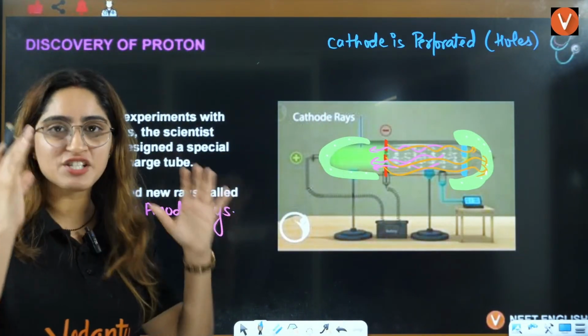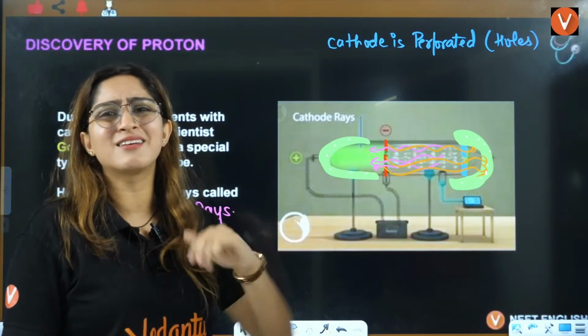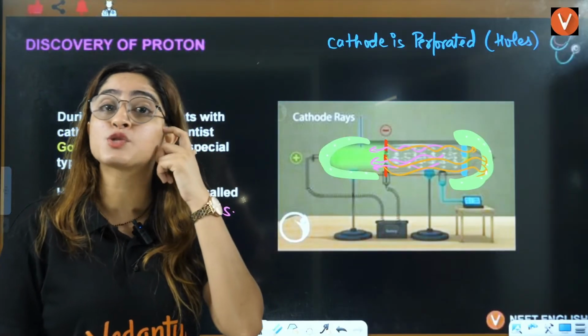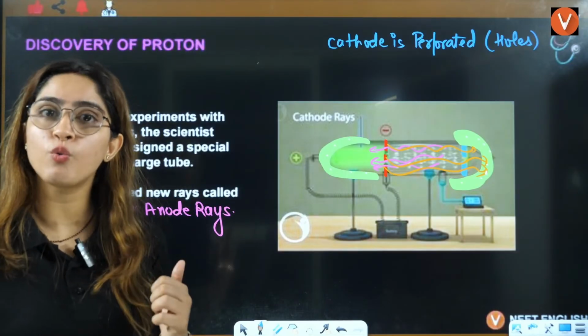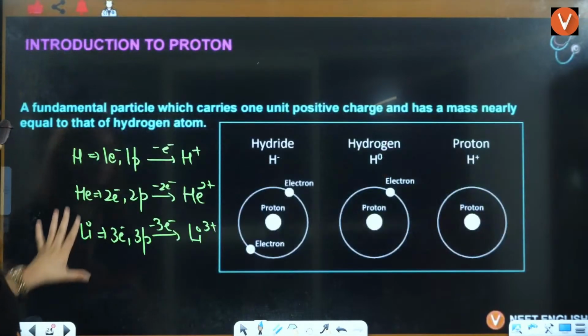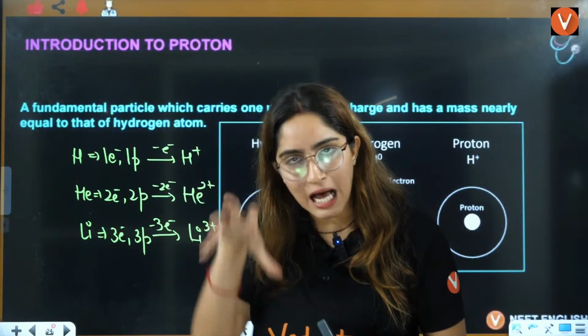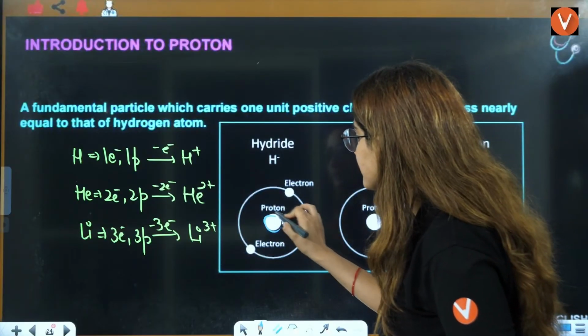So the observation that he made was that in cathode rays we discussed that it does not depend upon the nature of the gas. But these anode rays were depending upon the nature of the gas. Ma'am, why so? What is the reason? The reason lies here, right? Now understand that at this point, we know that the proton is inside the nucleus.